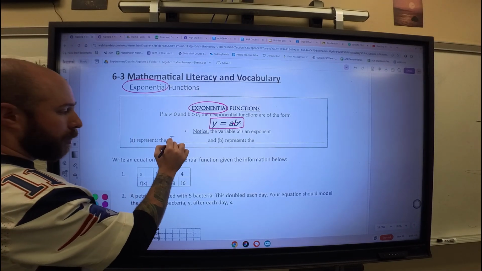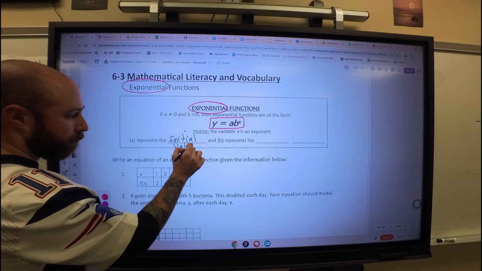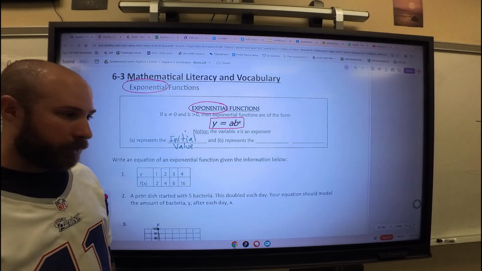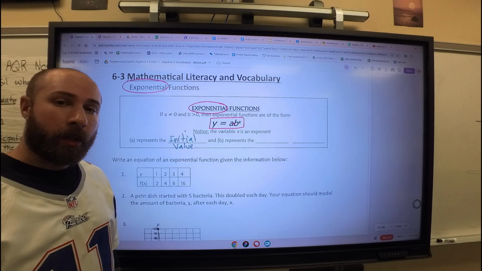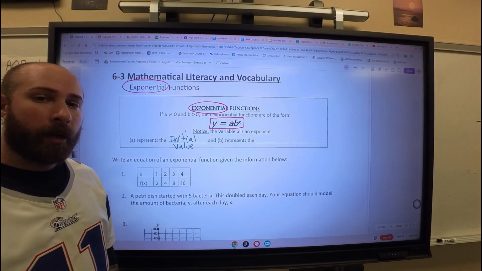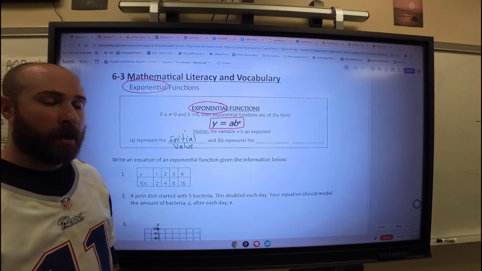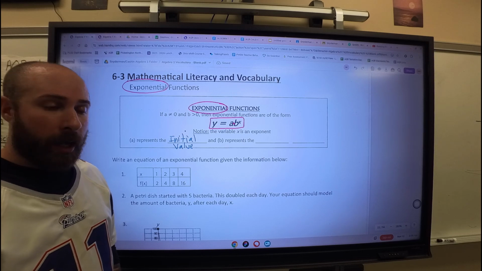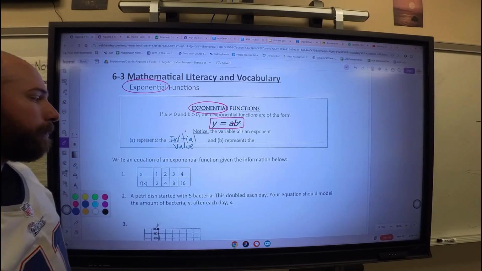A is what we call the initial value. It's our starting place. We have questions that might deal with population, whether they increase or whether they decrease. That starting population would be our value of a. Similarly, we could have, like, we're investing money into a bank account or into a stock market, and that value that we're putting into it, that is our value of a.